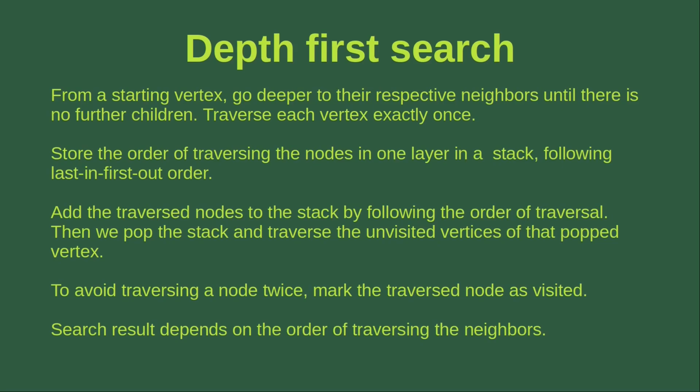We store the order of traversing the nodes in one layer in a stack, which follows the last in first out order. And we add the traversed nodes to the stack by following the order of the traversal. Then we pop the stack and traverse the unvisited vertices of that popped vertex. In order to avoid traversing a node twice, we mark the traversed node as visited.